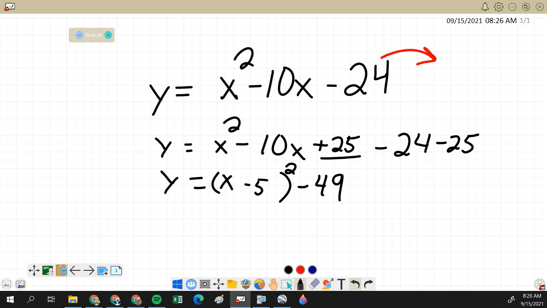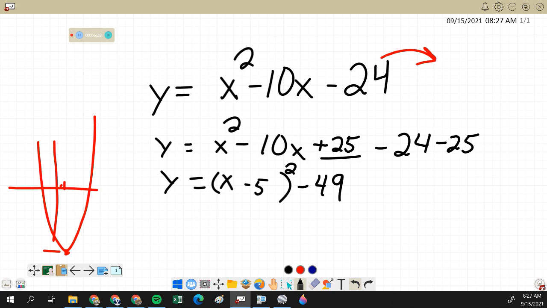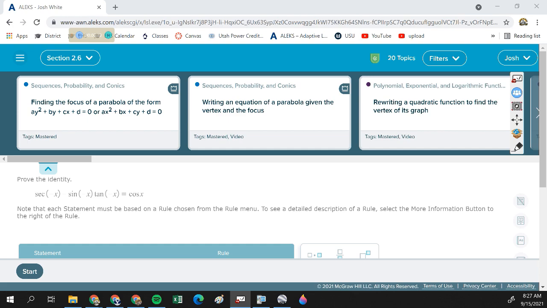So where is that graph? Oh. So it's going to be right 5 and down 49. It would look something like that. Does that make sense? Okay. So it does get a little bit harder than that.